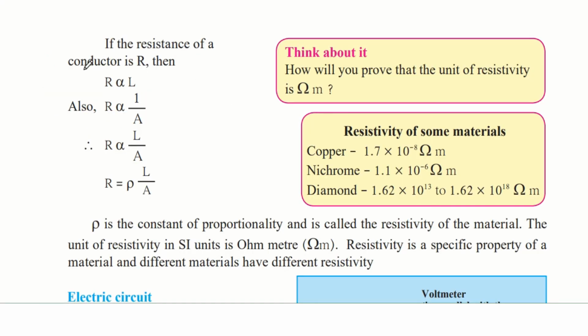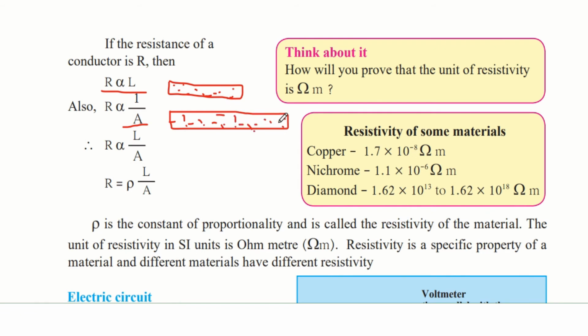If the resistance of a conductor is R, then R is directly proportional to the length. Also, R is inversely proportional to the area. For example, if this is a conductor and this is another conductor which has a bigger length, throughout the conductor there are going to be ions in both of them. So, the longer the conductor is, the more number of ions, and therefore the more obstruction for the flow of electrons. Therefore, R is directly proportional to L.